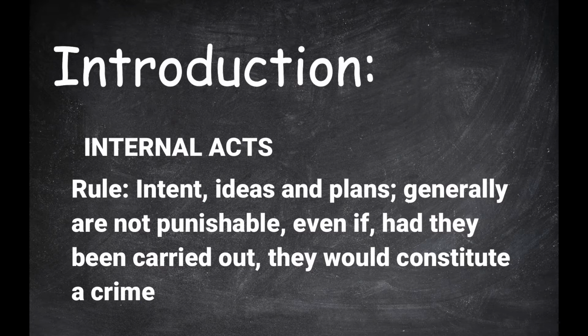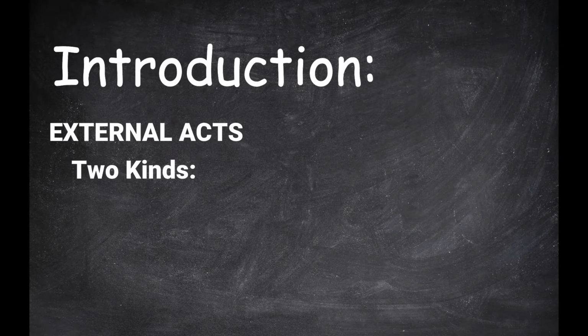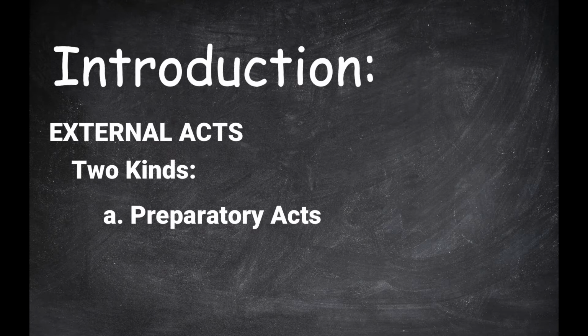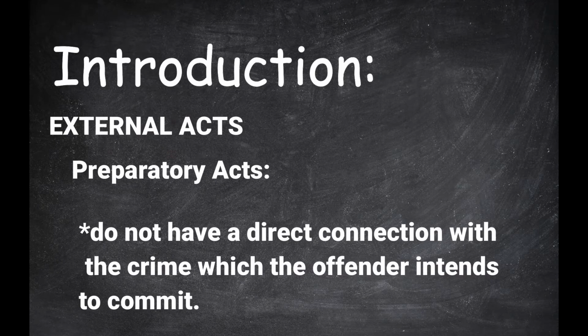For example, Jose plans to kill Juan. This is not yet, as a rule, punishable. External acts. There are two kinds of external acts. First, preparatory acts, and second, acts of execution. Preparatory acts. Acts which do not have a direct connection with the crime which the offender intends to commit. As a rule, they are ordinarily not punished, except when considered by law as independent crimes.